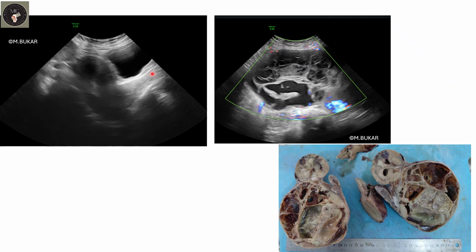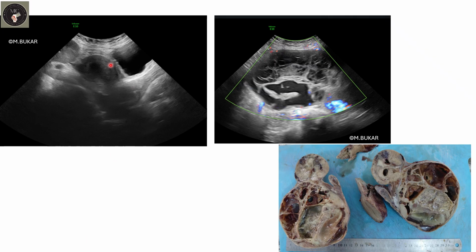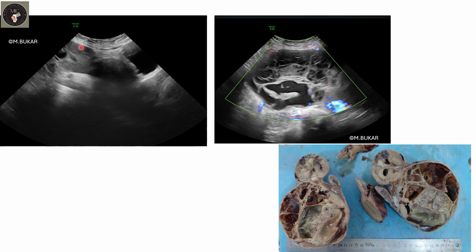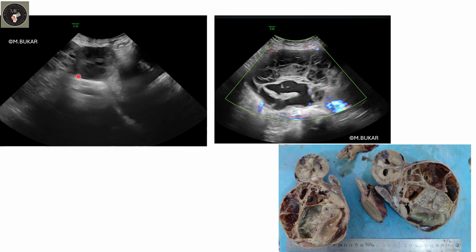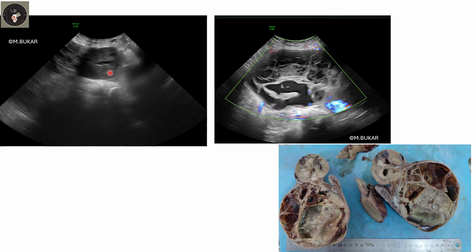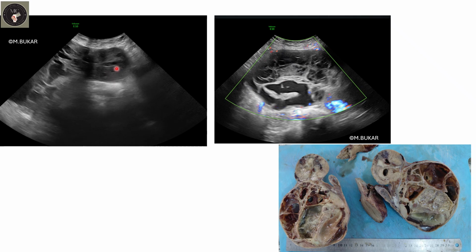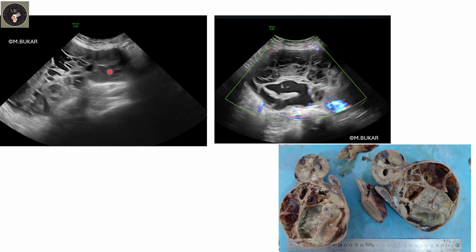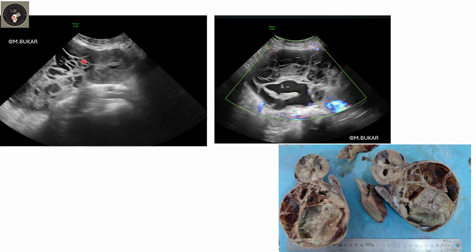It's the vagina, cervix, uterus. So again, this is the lesion. Again, multilocular solid. This component was the solid. Here, multilocular solid.